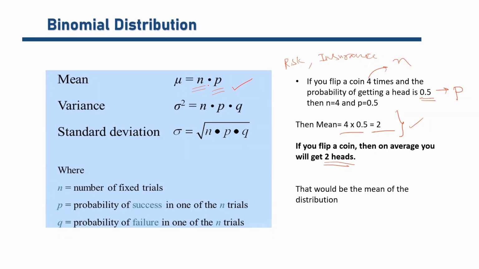Now, once you have the mean, you can also have the variance. Variance is n, which is 4, p, which is 0.5, and q, which is the complement, 1 minus p. So 1 minus 0.5 is 0.5. So 4 into 0.5 into 0.5 is going to be your variance. So your variance here is how much? 4 into 0.5 is 2, 2 into 0.5 is 1. And your standard deviation is the square root of variance, so again it is root of 1, which is 1.